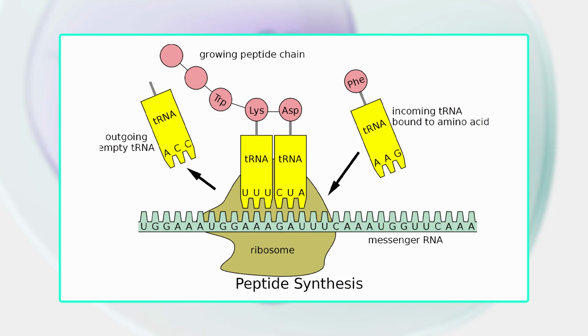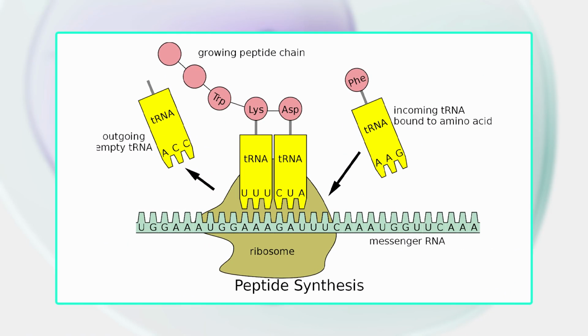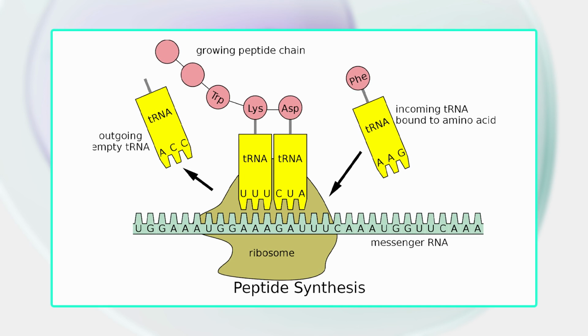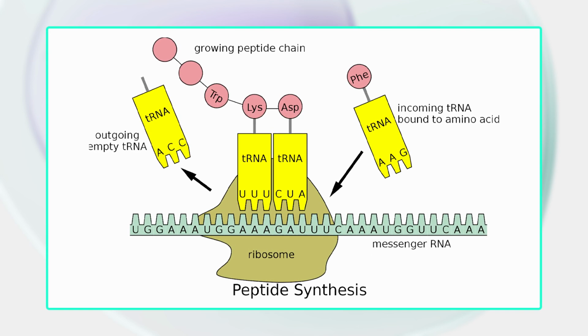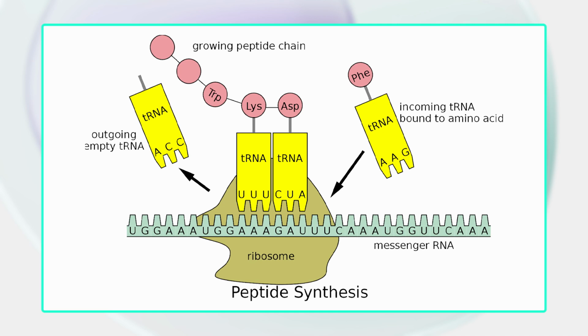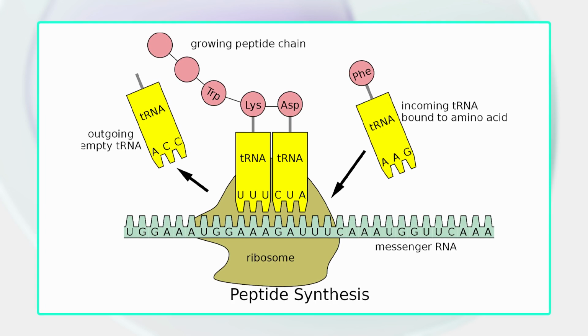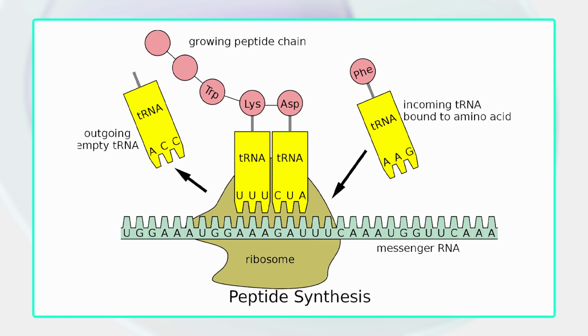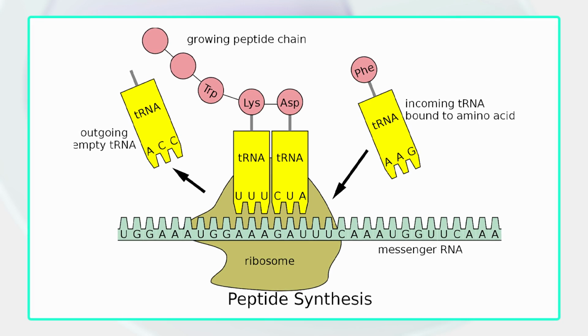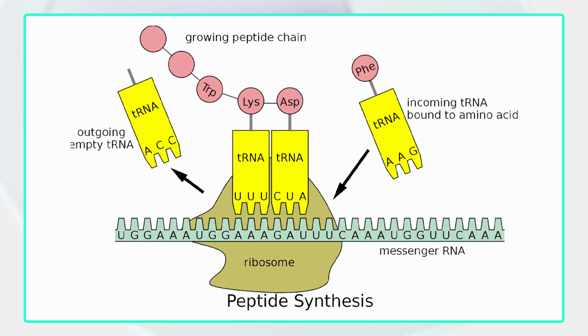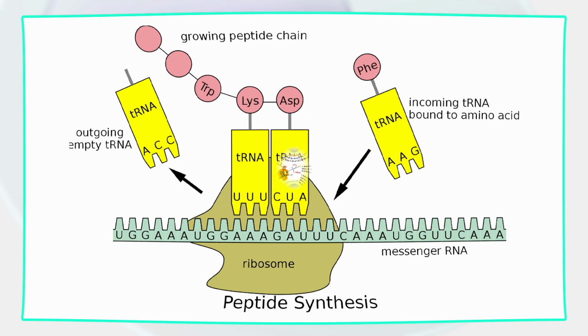The tRNA that was in the A site, now charged with the polypeptide chain, is moved to the P site, and the tRNA leaves and another aminoacyl tRNA enters into the A site to repeat the process again and again, so that a long polypeptide chain is formed.